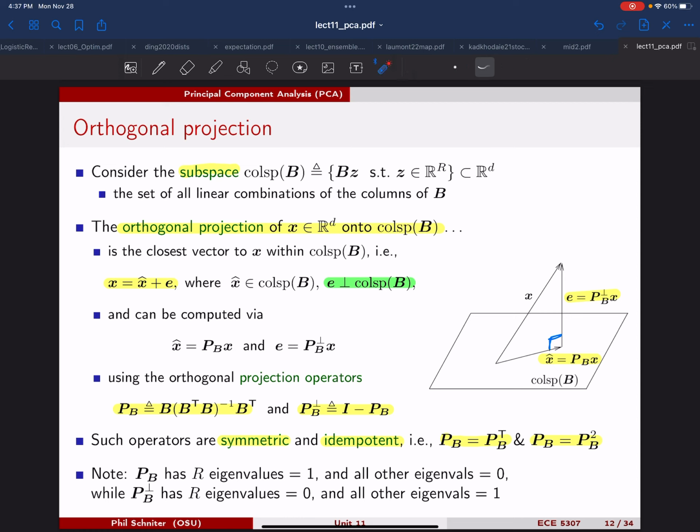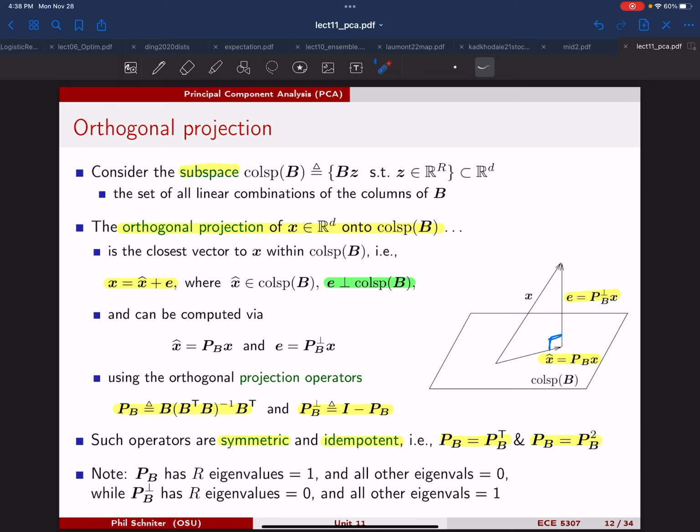It's a little bit easier to understand the idempotency idea if you think of PB as an operation that you apply to a vector. If you think of multiplication by PB as an operation, then multiplication by PB squared is like doing multiplication by PB twice in a row. For a projection operator, for any vector x, it projects it into the plane. But once you're in the plane and you do another projection, nothing changes, because you're already in the plane. So that's why applying the projection operator twice is the same thing as applying it once.